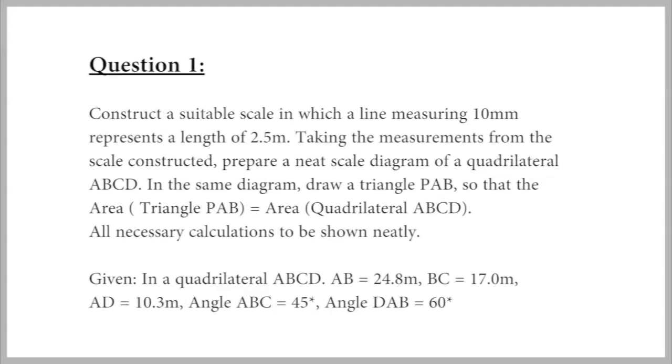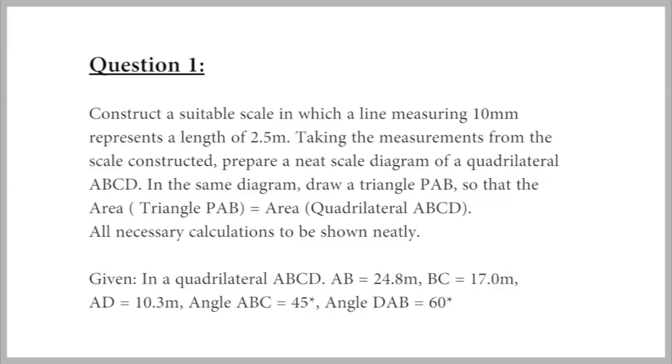Question number 1. Construct a suitable scale in which a line measuring 10 mm represents a length of 2.5 meter. Taking the measurements from the scale constructed, prepare a neat scale diagram of a quadrilateral ABCD. In the same diagram, draw a triangle PAB so that the area of triangle PAB is equal to area of quadrilateral ABCD. All necessary calculations to be shown neatly.